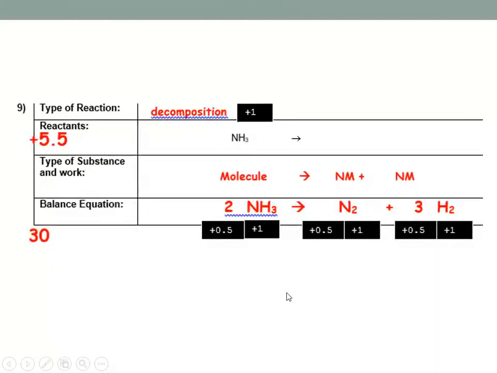Last one here, decomposition. This is a molecule, though, so it's going to separate into nonmetal and nonmetal. And remember, you got to ask yourself, are these diatomics? In this case, they are. N2H6, or 2 NH3, arrow N2 plus 3 H2. So now, once again, make sure that you have your score out of 55 points and keep this for the next time that I see you.